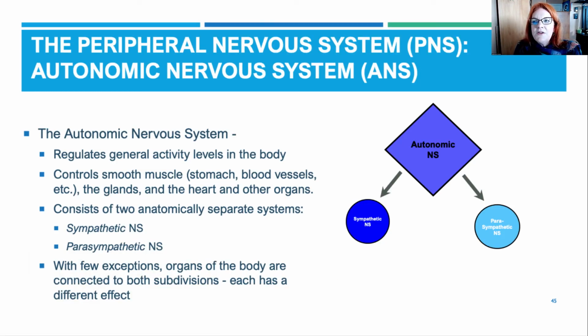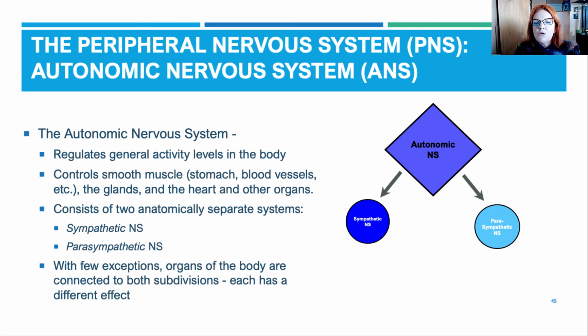Let's talk a little bit more about a specific part of the peripheral nervous system called the autonomic nervous system. Again, this is your fight or flight system. It's divided into two parts, the sympathetic and the parasympathetic. Not only is it involved in the fight or flight, but it also regulates general activity levels in the body, because most of your organs, smooth muscle, stomach, blood vessels, all of those things are innervated by the autonomic nervous system, including the heart and the digestive system.